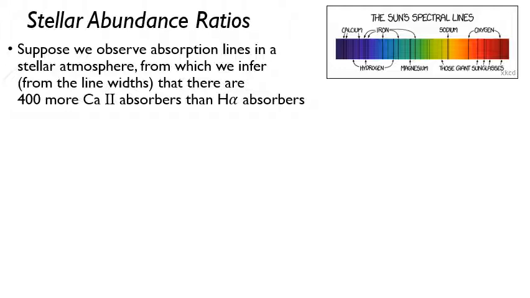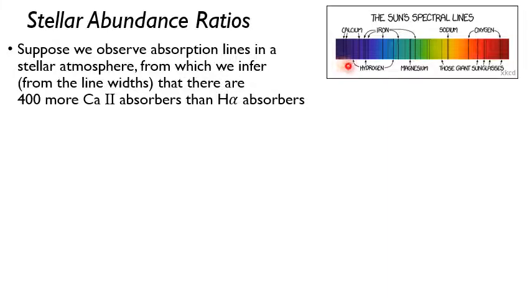Okay, so let's put the Saha equation to use. What can we use the Saha equation for? You can use it for stellar abundance ratios, as I'll show here. So for instance, let's say you observe the sun, and if you look at the sun, this cartoon's kind of a joke, but the lines, many of them are actually real.